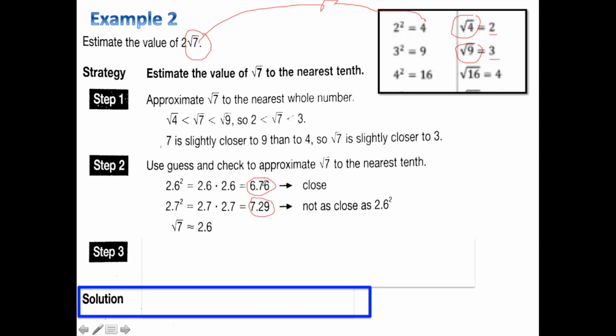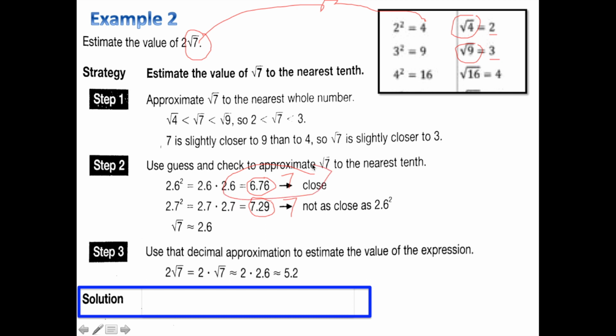6.76. And then the next higher number, 2.7 times itself, gets me 7.29. So now, you have to look at this. Which is closer to 7? Okay? So, 2.6 is closer. We'll get a result of 6.76. And this is kind of farther. Not as close as 2.6. So, what will we choose? We will choose this one. Okay?